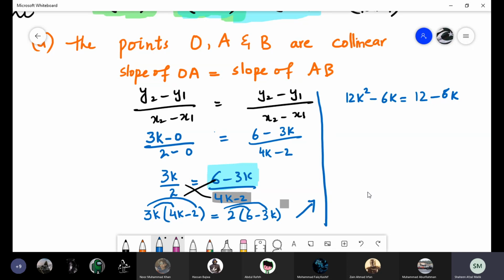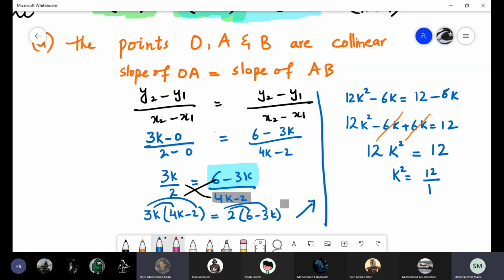Then after that, collect all k's to one side. Minus 6k plus 6k is equal to 12. Can we do any cancellation here? Yes, ma'am, 6k and 6k cancel out. Very good. Then after that, 12k square is equal to 12 only. So what will be 12 divided by 12? So k square is equal to 1.